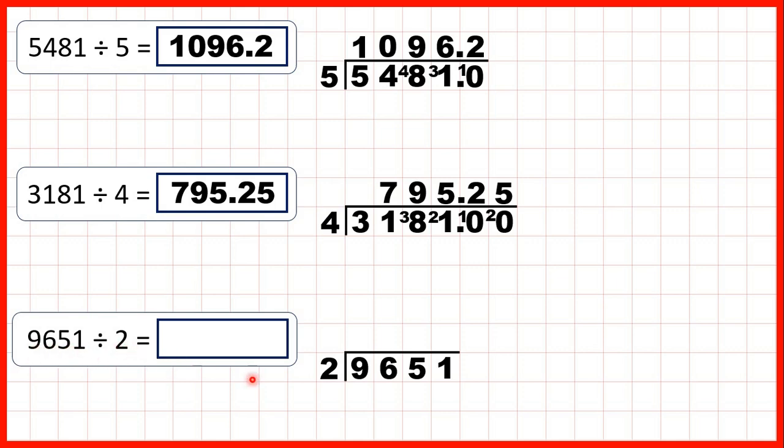Finally, we have 9,651 divided by 2. 9 divided by 2 is 4, remainder 1. 16 divided by 2 is exactly 8 with no remainder. 5 divided by 2 is 2, remainder 1. And 11 divided by 2 is 5, remainder 1. So we extend with a point 0, copy up the decimal point, and write our remainder 1 in front of the tenths digit. So that gives us 10 tenths, and when we divide that by 2, we get 5. So our answer is 4,825.5.